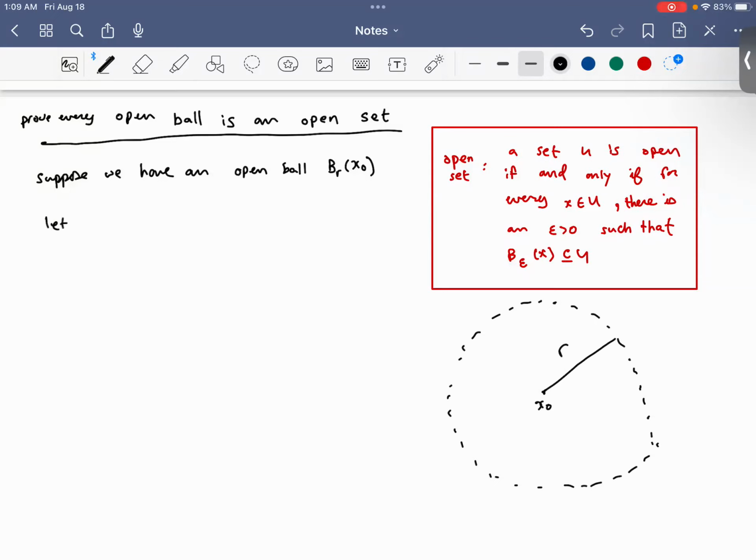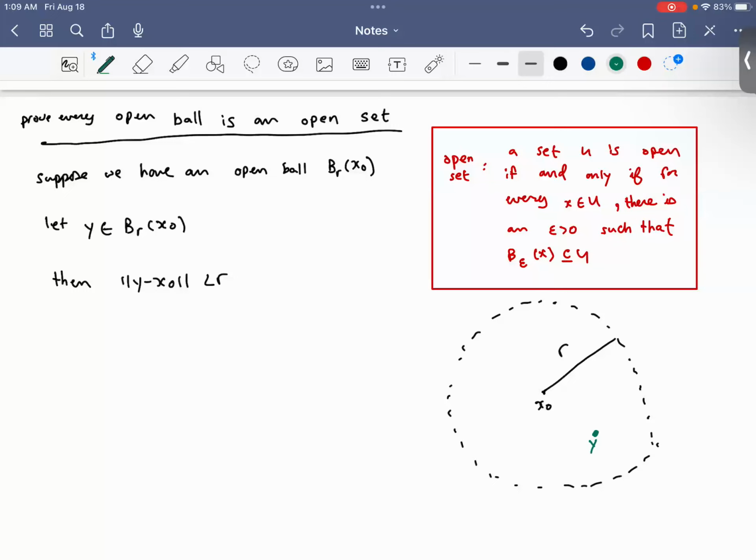So let's choose an arbitrary point y in our open ball. Let's just choose this y right here. And then the distance between x naught and y is going to be less than r, right? It's inside our open ball, so that distance is going to be less than r.